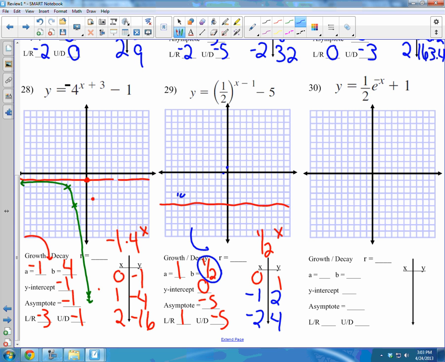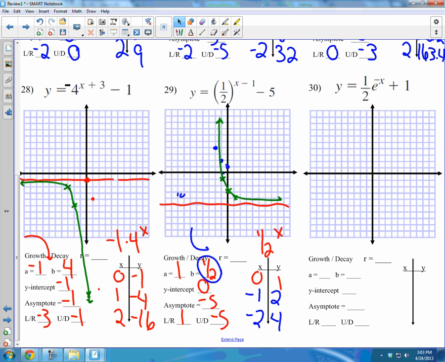And here's 0, 1, here's -1, 2, here's -2, 4. And now I'm going to shift everything to the right once and down 5. And now because I know that decay shape, it drops really fast and then it coasts. All right, and my final problem.